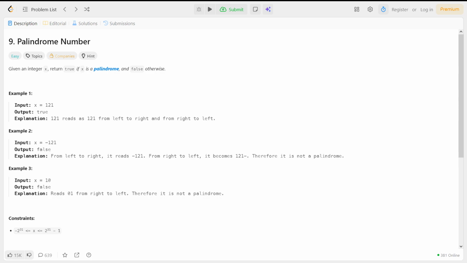Hello everyone. Let's go through the easy LeetCode problem of checking whether we are given a palindromic number or not in Java. While going through it, I will try my best to explain the thought process so this may help you in your future tasks.